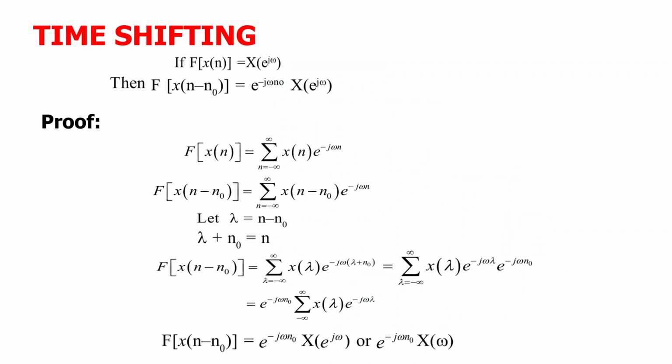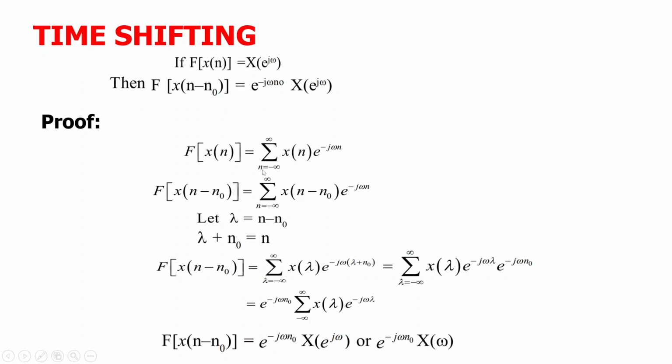Next property, time shifting property. If the DTFT of x of n is equal to x of e power j omega, then the shifted version of the input signal, x of n minus n naught, has Fourier transform e power minus j omega n naught x of e power j omega. So if it is shifted by n naught units, delayed by n naught units, then its transformation is multiplied by e power minus j omega n naught.